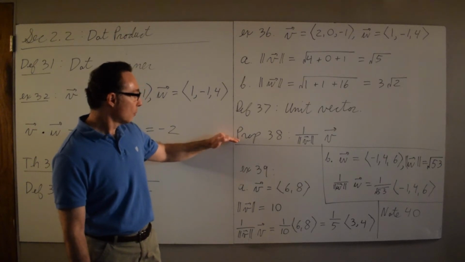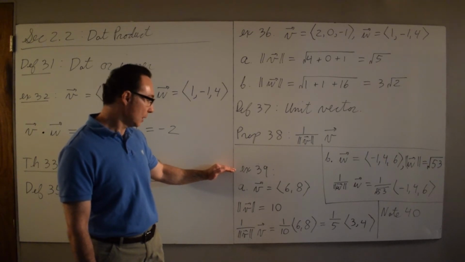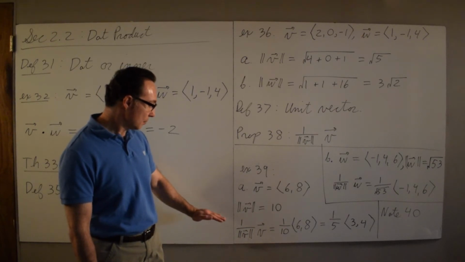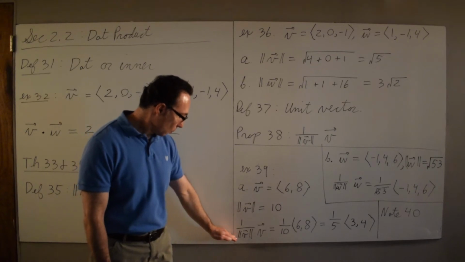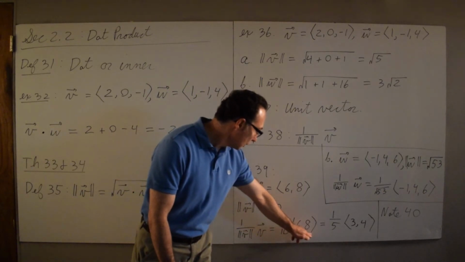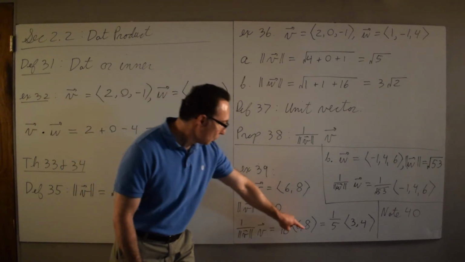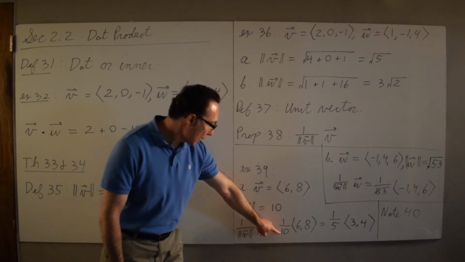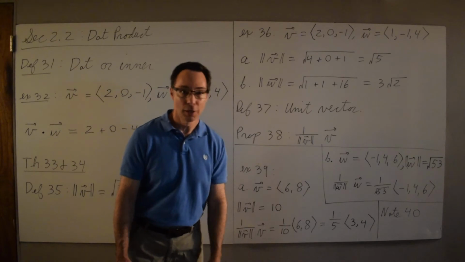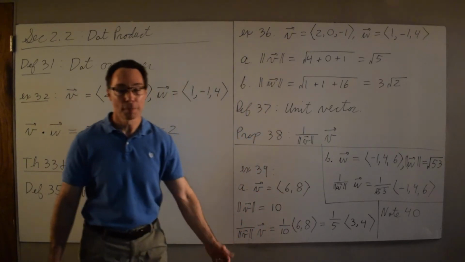Example 39, we're going to apply proposition 38. So we want to find unit vectors in the direction of the given vector. So vector v is 6, 8. Its magnitude is 10. So 1/10 times v is 1/10 the scalar multiple of the vector 6, 8. If we want to, we can factor a 2 out, and we have just 1/5, 3, 4. I'm okay with this as an answer. If you want to distribute the 1/5 through here and write this as the vector 3/5, 4/5, that's okay as well.